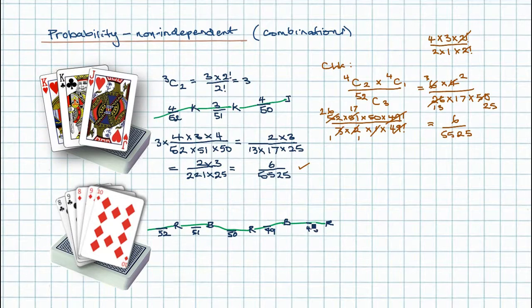Okay. And so, number of red cards. Well, at the moment, we've got 26 red cards, so we're going to have 26 out of 52 here. Now we've still got 26 black cards, so 26 out of 51 here. Second red card, so we've now only got 25, so 25 here. And second red card, so 25 again. And the last branch, it's going to be 24 in this case out of 48. So those are my fractions.